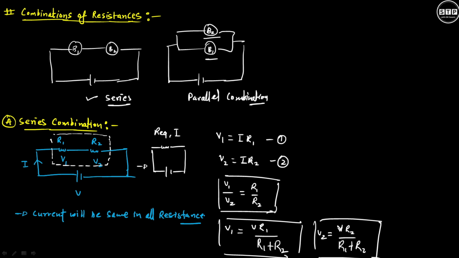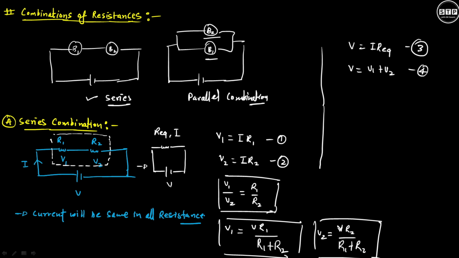So can I write from here V equals I R equivalent. Let's call it equation 3. Okay, so from equations 1 to 3, and I know that V equals V1 plus V2, let's call it equation 4.